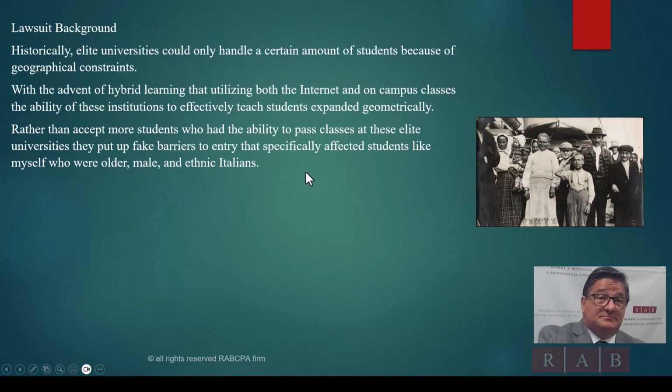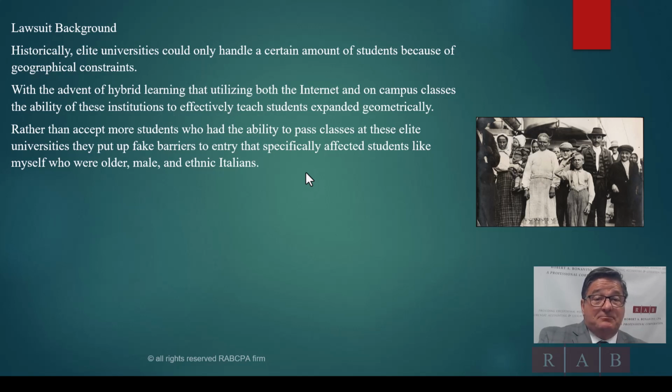Now, lawsuit background. How this lawsuit started was basically because historically universities, geographically, were constrained by how many students they could take, right? Like in Cambridge, Massachusetts, where Harvard's located, maybe you could fit 15,000 or 10,000 people. I've been up there and there's no room for anything. There's no parking. It's just crazy. So physically, they could not take more students. But what's happened in the last 20 years, with the advent of hybrid learning and utilizing the internet and on-campus classes, is they can reach out to students all over the world, right? Anybody who's smart enough to pass the classes can now take those classes.